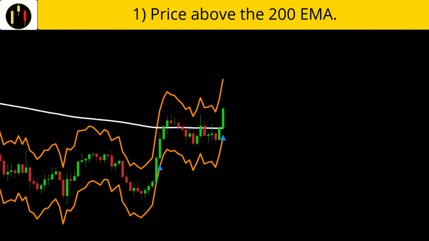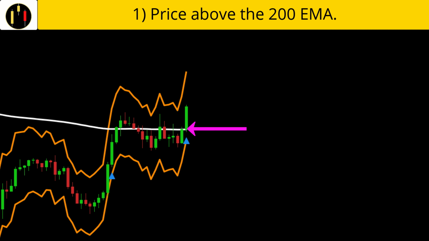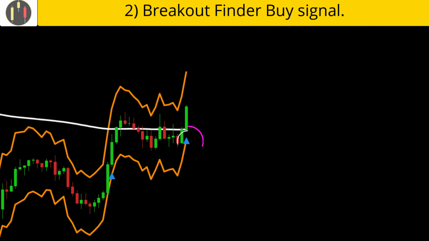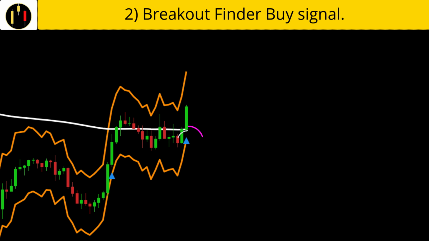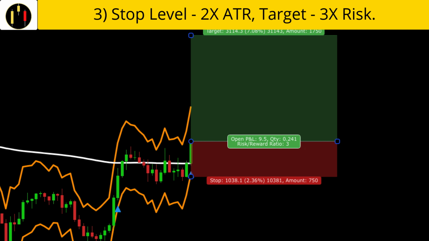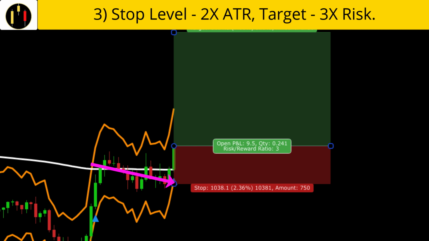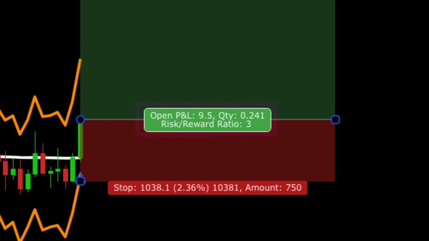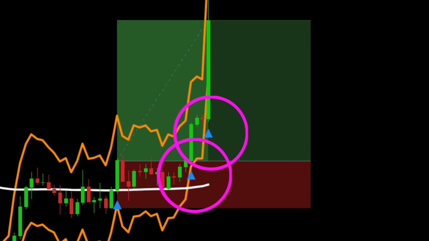The rules to enter a long on the easy breakout are: first, price must be trading above the 200 EMA in white. The second rule requires a Breakout Finder buy signal, which is this blue triangle below the bullish candle. Our rules are met when this candle closes. That is our trigger candle. We place our stop at 2 times the average true range value below the trigger candle, and that is represented by this orange band. Our target for this setup is 1 to 3. And after 2 other entry signals, this one hits the target on this very bullish candlestick.